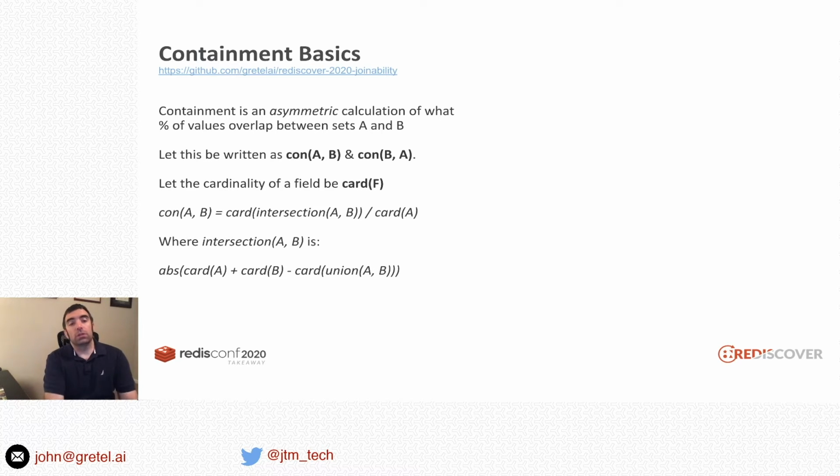And to determine the intersection, we can actually use the inclusion-exclusion principle, which relies on the union of the two data sets. So in this case, we take the absolute value of the cardinality of A plus the cardinality of B, and then we subtract the cardinality of the union. As we'll see later, we are able to easily compute the cardinality of the union using our built-in Redis data structures.